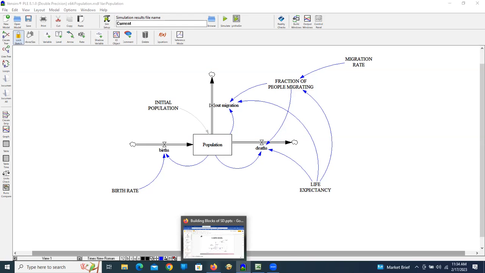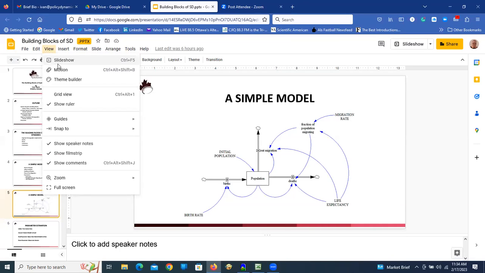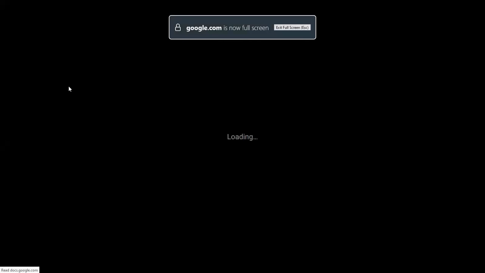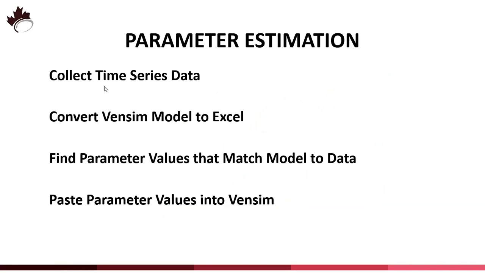So I'll go back to my PowerPoint presentation, and as you see, hopefully you'll be able to get the slides after the presentation, and you can see what we did. So here's the model, and then as I said, I collected time series data. I converted the Vensim model to Excel, and then I found the parameters to match the model to the data, and then I pasted the parameter values into Vensim. So that's the process that I used to estimate the parameters.